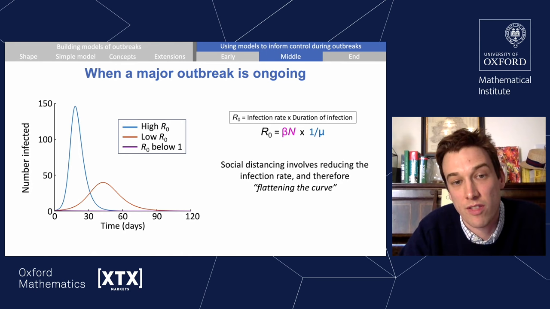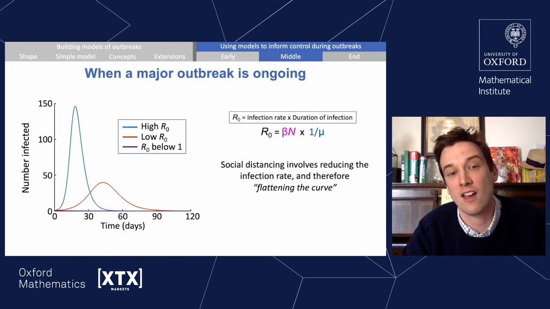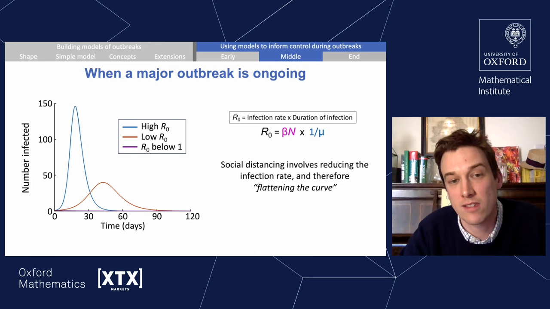But the other benefit in terms of healthcare services is that if you can reduce R0, then the peak also becomes later. And that's really important because it allows healthcare services more time to prepare for the peak number of infections. It allows them to increase their hospital bed capacity, for example. It allows them to distribute personal protective equipment to healthcare workers. It allows them to make sure that they have ventilators, to increase the number of ventilators they have. In other words, it allows healthcare services to better deal with the number of individuals that they might have to treat.